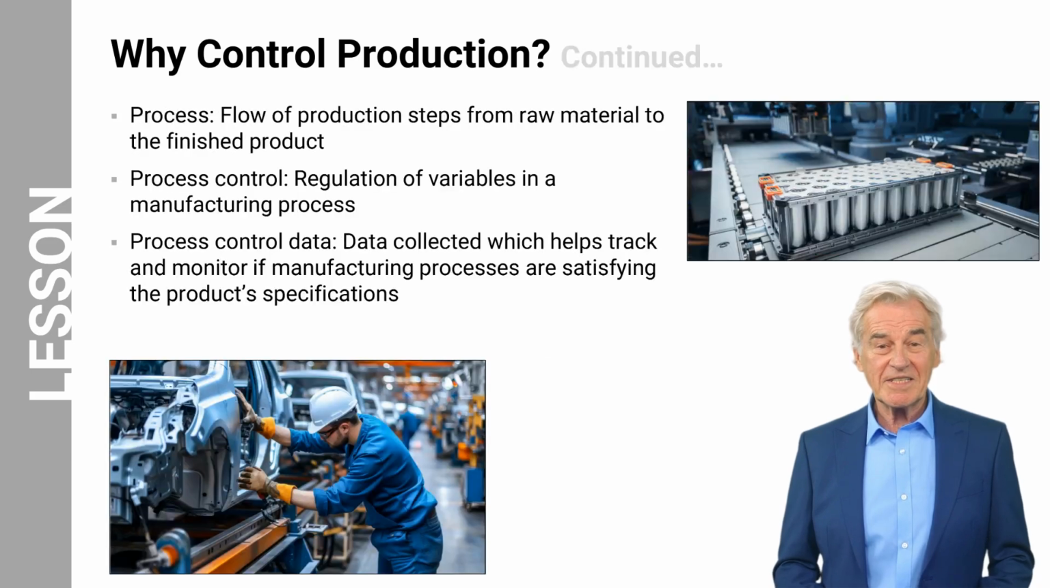A process represents the flow of production steps that transform raw materials into finished products, while process control involves the careful regulation of various variables within these manufacturing steps. Process control data plays an important role in this system, as it consists of collected information that helps manufacturers track and monitor whether their manufacturing processes are meeting the product's specified requirements. Together, these three elements create an integrated approach to ensuring quality and consistency in manufacturing operations through systematic monitoring and adjustment of production variables.